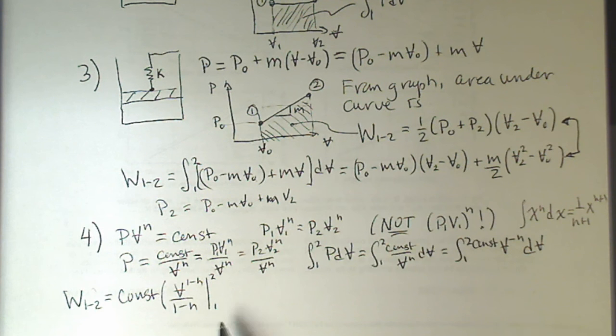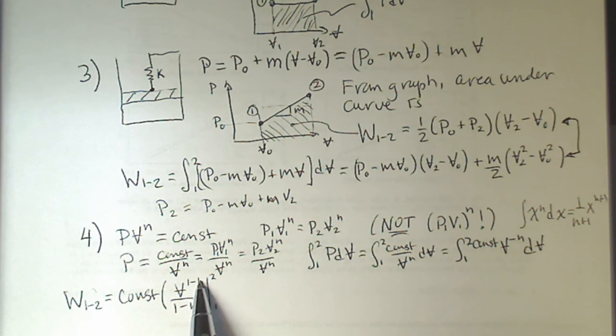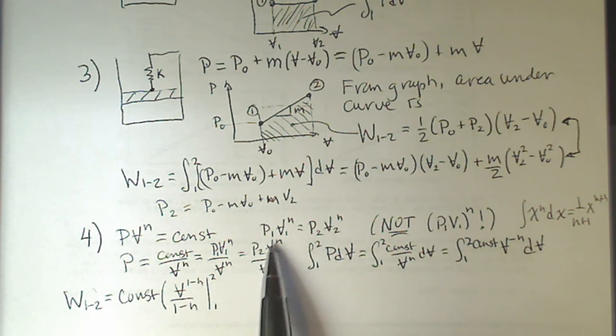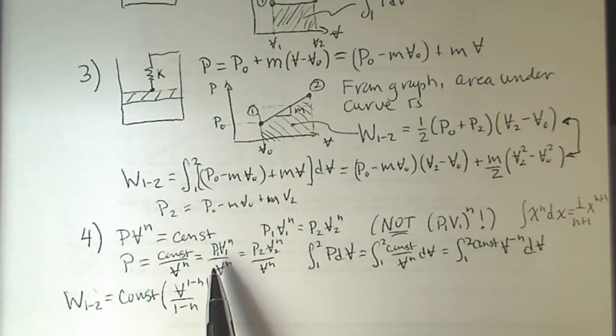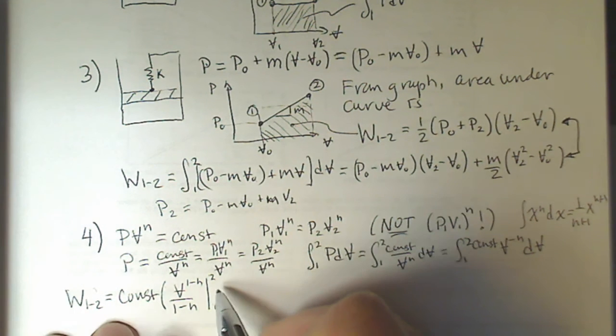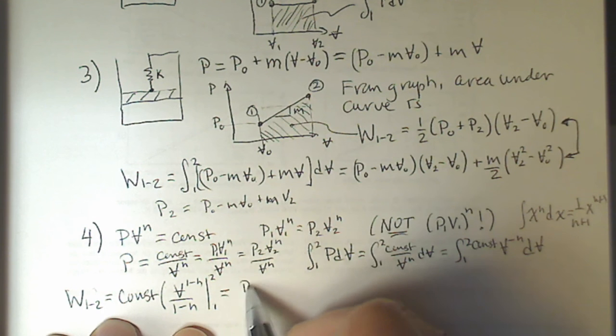And this becomes the reason why it's good to be able to express this constant either in terms of P1V1 to the n or P2V2 to the n, because when I evaluate this at the end points, where I have V2 to the 1 minus n, I want to use this expression as the constant. And where I have V1 to the 1 minus n, I want to use this expression. And that will allow me to combine these terms with the volume and simplify this expression a little bit. So if you'll allow me to maybe jumble some of that together.